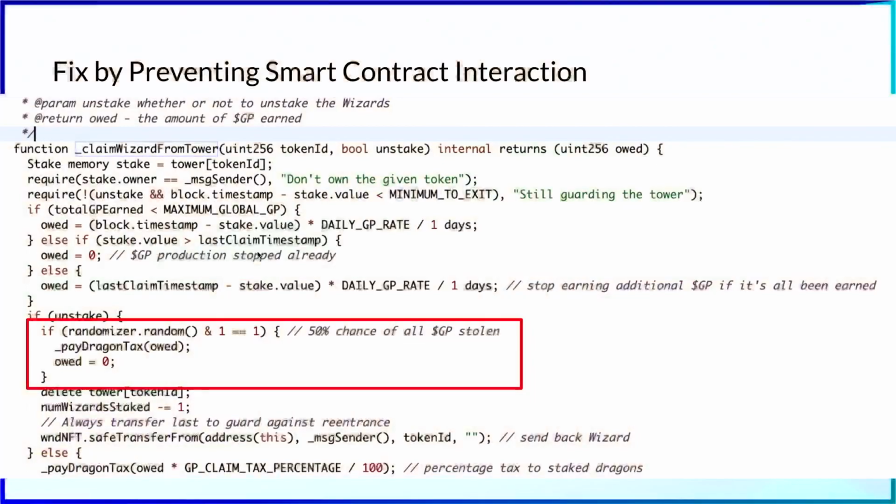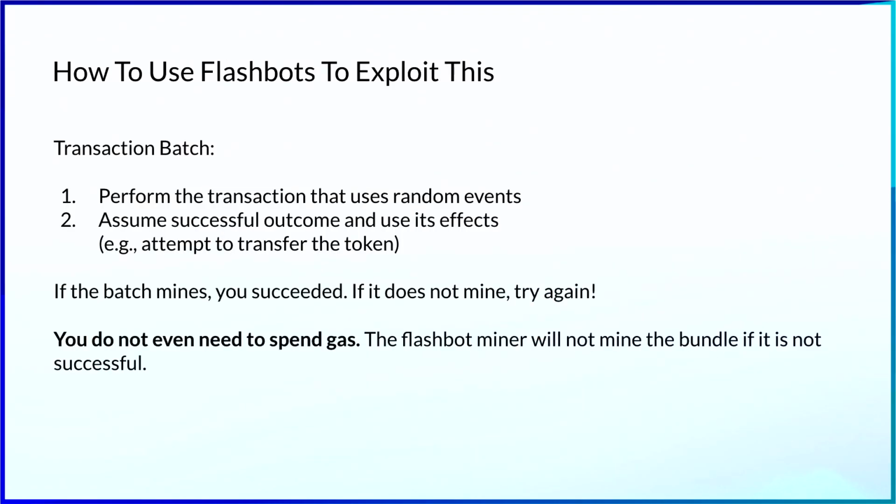And particularly in this subroutine, I am interested in this highlighted part where if we are unstaking, they have some component called Randomizer that is supposed to generate a random number. Then they take that random number, they take a bitwise AND with 1 and make sure that the result is 1. So they are actually checking here that this number is odd. And if the number is odd, they will say, no, we don't owe you anything. All the GPs that you have collected will be taken away from you and they will be paid as tax somewhere else. Right? So this is the mechanic of how it worked, and again, this is exploitable using Flashbots.